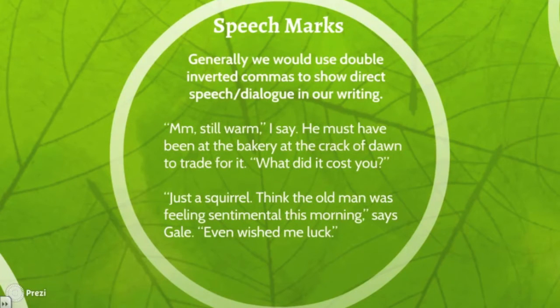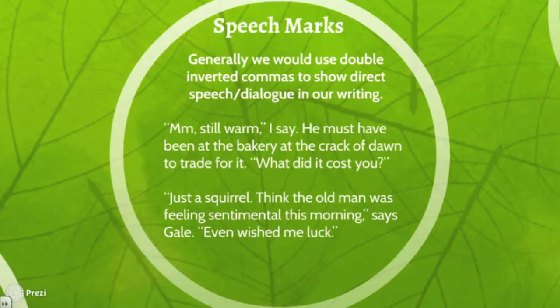So we use them to indicate direct speech when we're writing, and generally in Great Britain we would use double inverted commas to show direct speech or dialogue in our writing. So this extract's taken from the Hunger Games, and you can see it's a conversation between Gail and Katniss, and their speech, what they are saying, is indicated by double inverted commas.